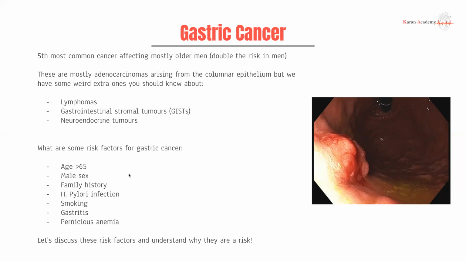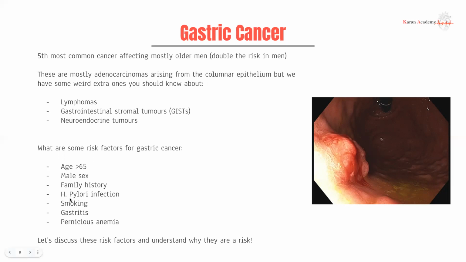So age, male sex, family history, H. pylori, smoking, gastritis, pernicious anemia. So let's go through each one of them and talk about why they're a risk factor. Age and smoking and family history, I don't need to tell you why they are risk factors. Male sex is more so just something that's found potentially as a confounding aspect to smoking and drinking. There could be an actual genetic link, but I'm not quite sure about that.